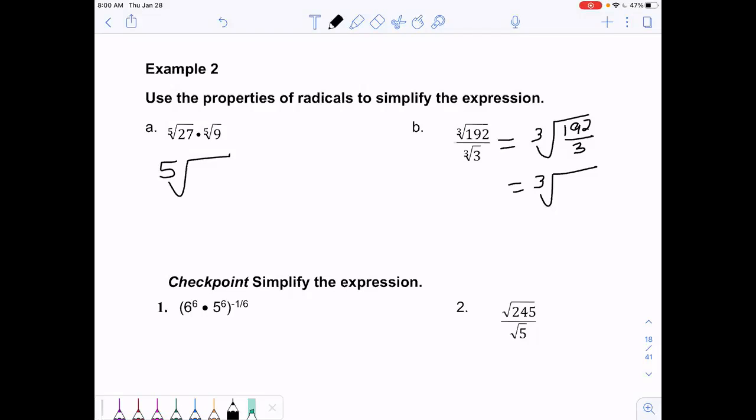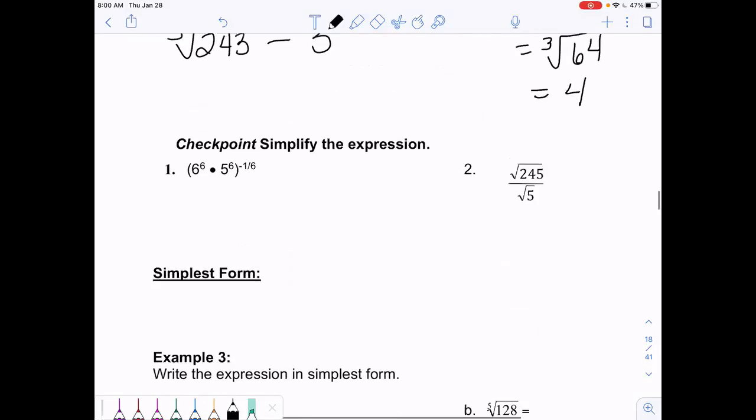So compared to the ones on the front, these should seem a little better. Julia, 27 times 9 is 243. Is 243 of a 5th root? It's equal to 3. Whoa, way easier compared to the ones on the front. Grace, 192 divided by 3 is? And the cube root of 64 is? 4. Whew.